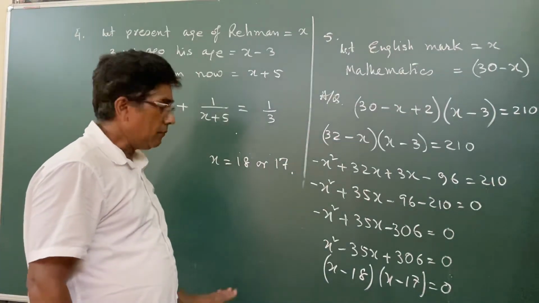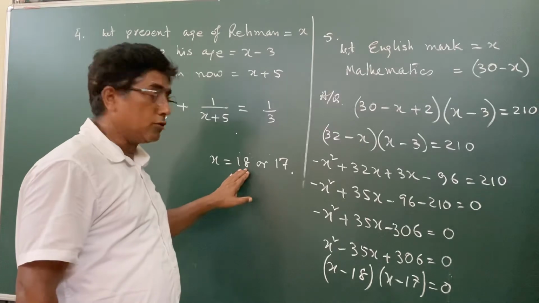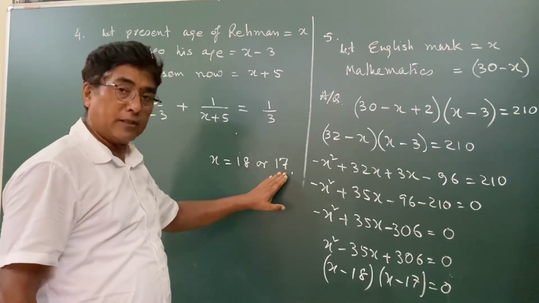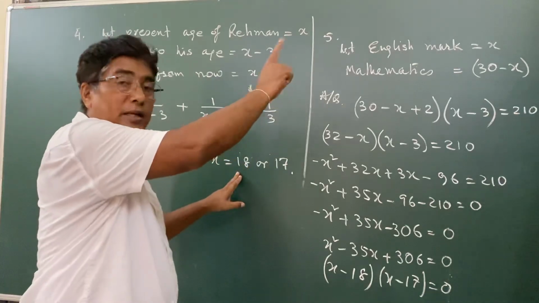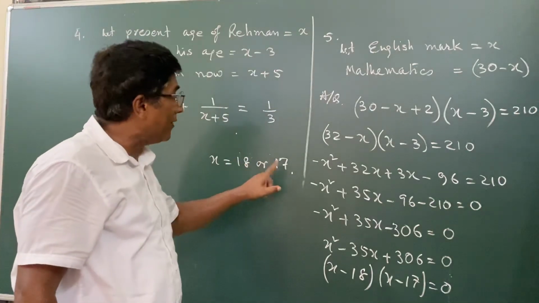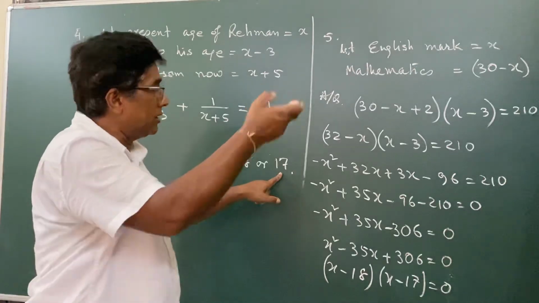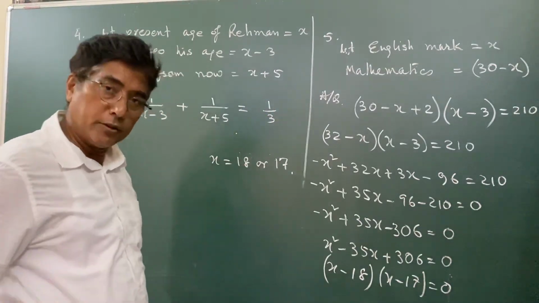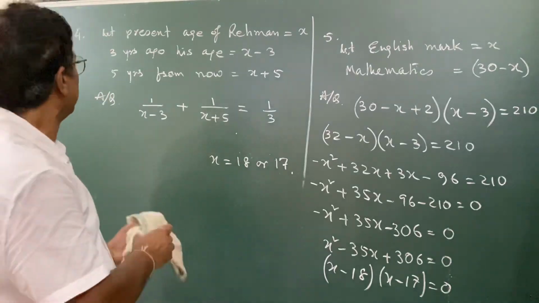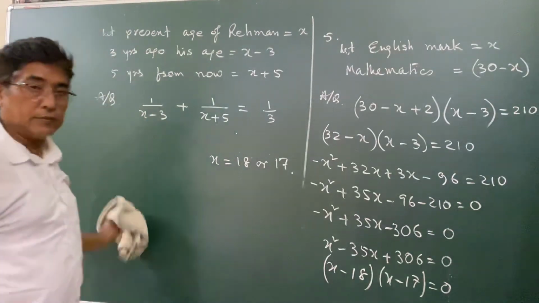Both are English marks. Had she got 18 in English, mathematics marks will be 30 minus 18. And had she got 17 in English, mathematics marks will be 30 minus 17. That is 13. Understood? Okay. Thank you.